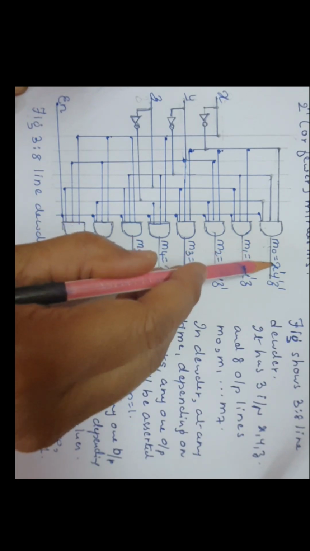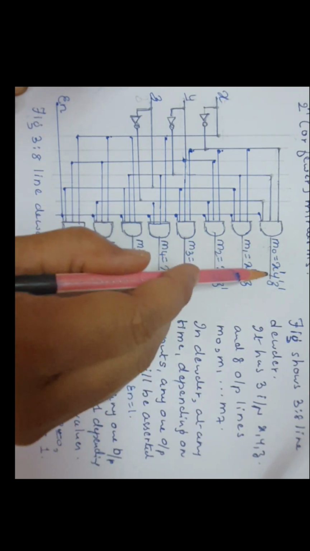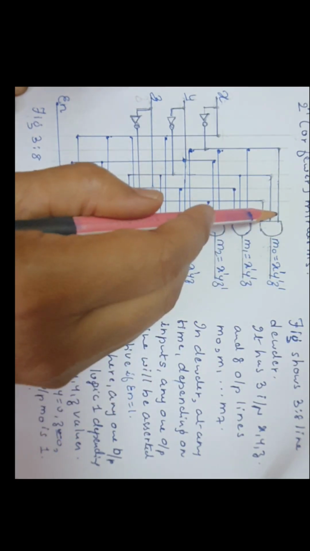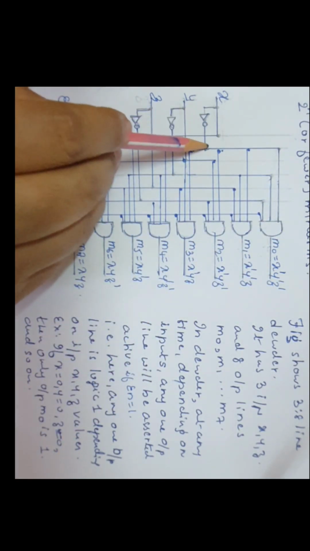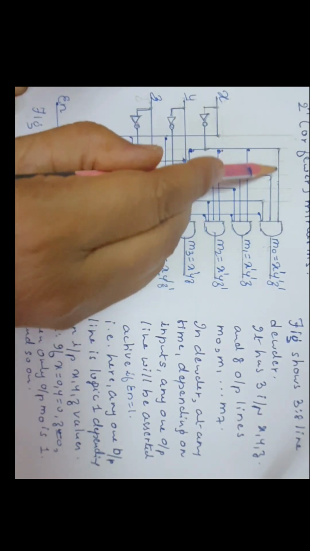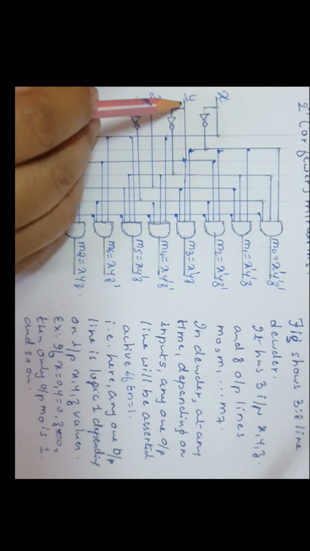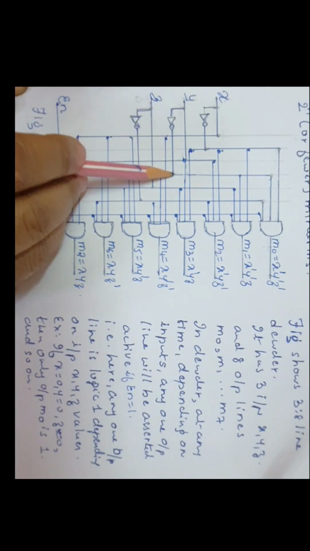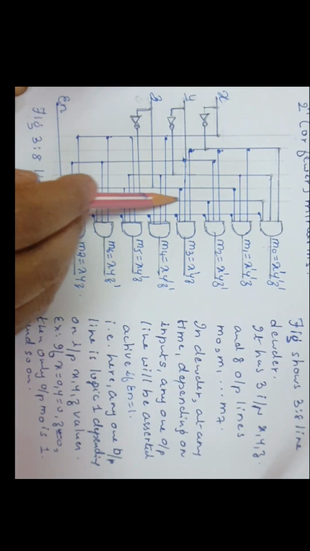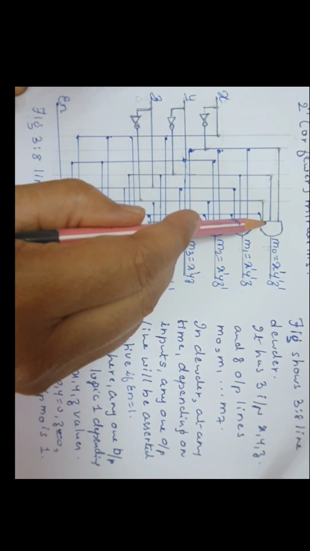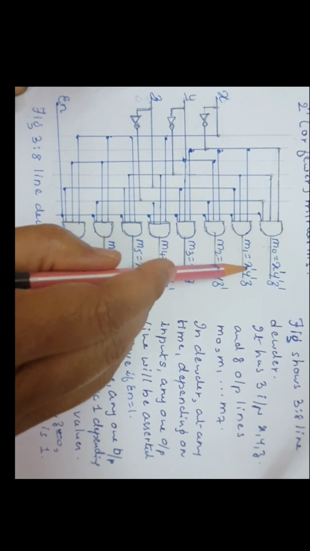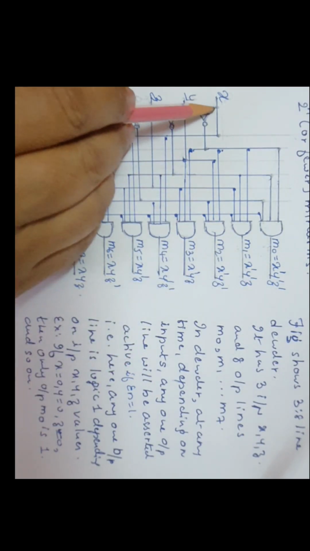Now here M0 equal to X dash, Y dash, Z dash means the X dash, Y dash, Z dash lines must be connected here. So this is the X dash line, from there X dash is connected. Next, this is the Y dash line, Y dash is connected. This is the Z dash line, Z dash is connected.